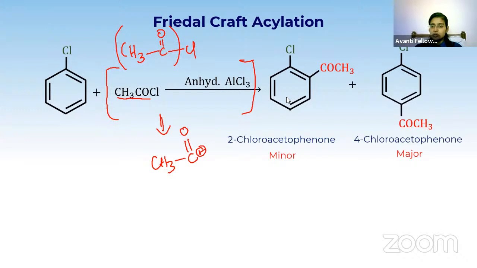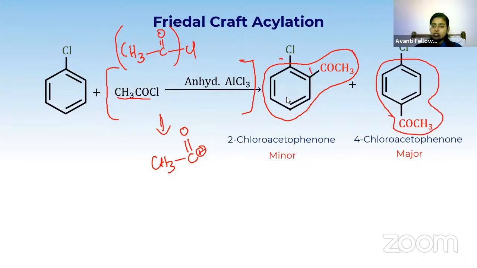2-chloroacetophenone. 2-chloroacetophenone means this part is acetophenone, C6H5COCH3, and chlorine is adjacent to it, right? So 2-chloro, and here it is 1, 2, 3 and 4, 4-chloroacetophenone. Clear for all? So these are the 5 types of electrophilic substitution reaction.